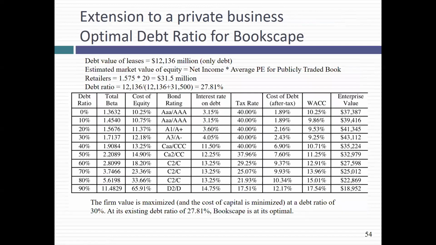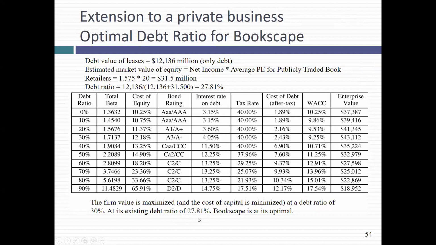And finally, Bookscape. Bookscape is the private company that we've looked at. So we actually need to deal a little bit with estimating their debt ratio. So we did a simple calculation. This is not something you need to know, but in order for us to move on, we need to estimate the debt ratio of 27.8. Based on this information, we're then going to estimate what is, again, the average cost of capital for each different number. And what we'll see is the average cost of capital seems to be smallest right around 30%.